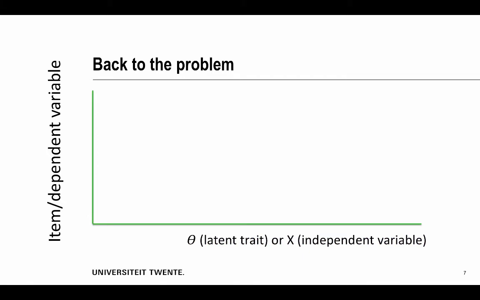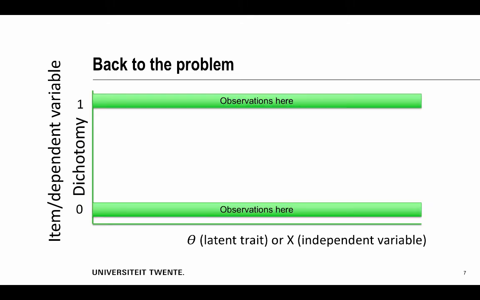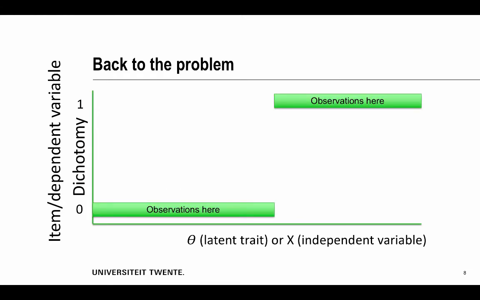Now back to the problem. Suppose that we have a dichotomous outcome variable and a latent trait or an independent variable. Then all our observations will be here or there, but nowhere in between. So now we have a problem, because if we want to estimate a line here, then even if the relationship is very strong, we will have a lot of errors. So suppose there is a very strong relationship between our latent variable, or our independent variable, and the outcome variable, which is dichotomous. So it looks like this.